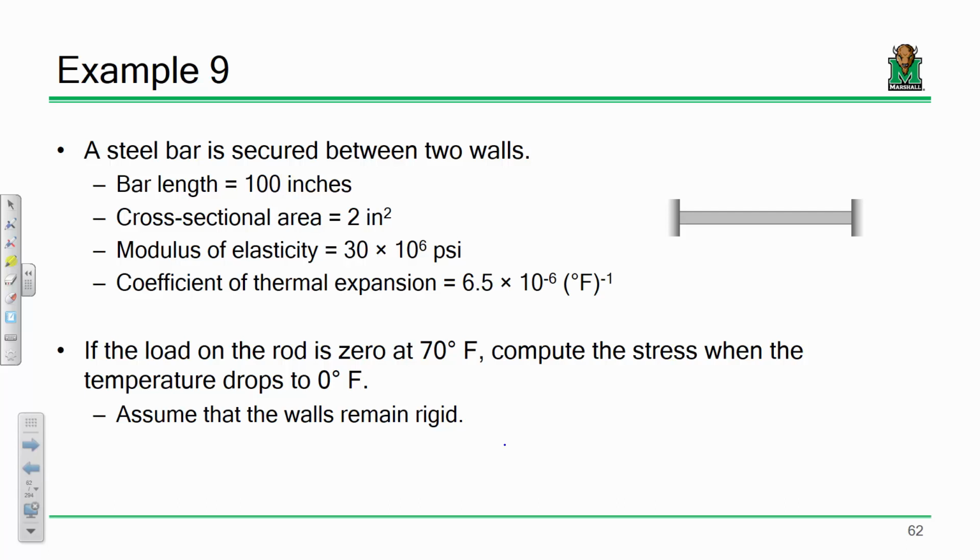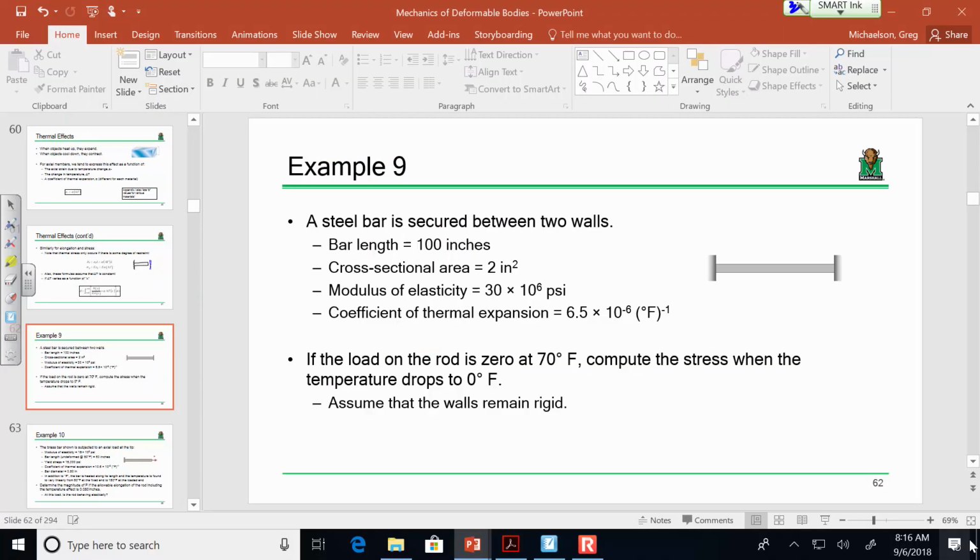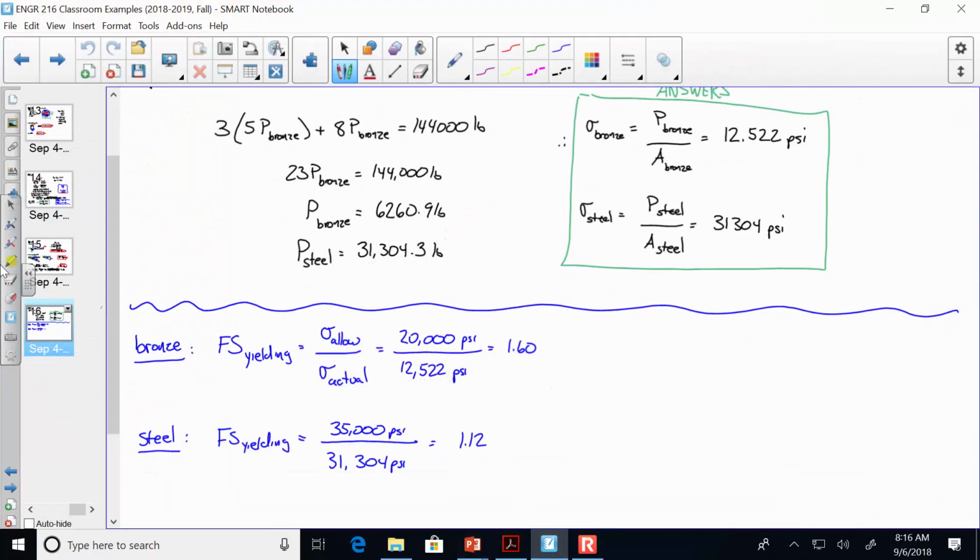So imagine what would happen if I took a flamethrower to it and tried to heat it up. The bar is wanting to expand, and the wall isn't letting it, so that's putting it in compression. Does that make sense? Everybody okay with that? Okay. So if you understand that, I think the way that we perform this analysis is going to be pretty straightforward, okay? So let me go back to here.